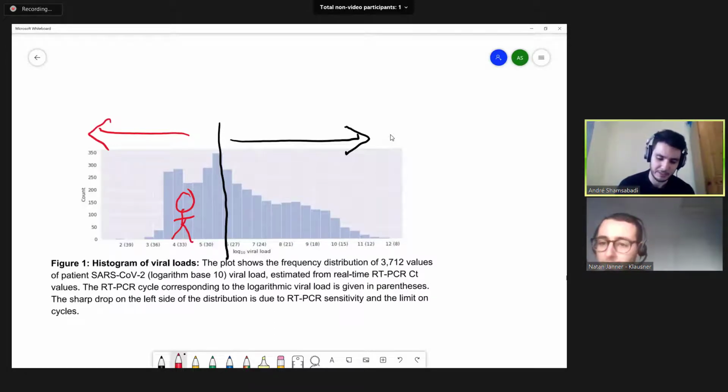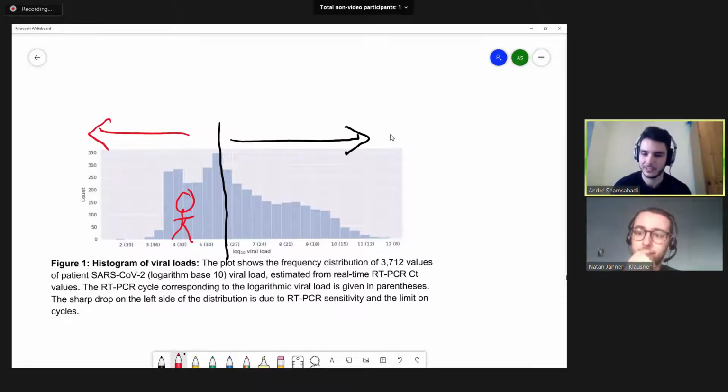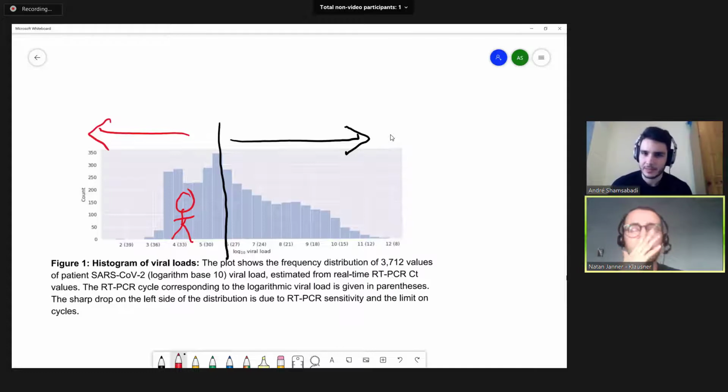I mean, there is a huge amount of variability, but as a general rule, we can definitely approximate that. Especially those that are symptomatic display a huge amount of viral load in the samples that they'll be presenting to these tests. Okay, very interesting. What about infectiousness?